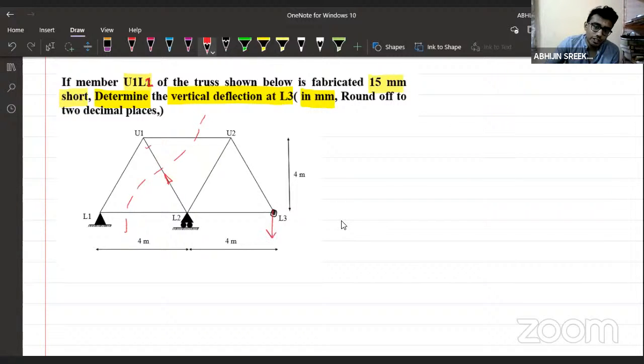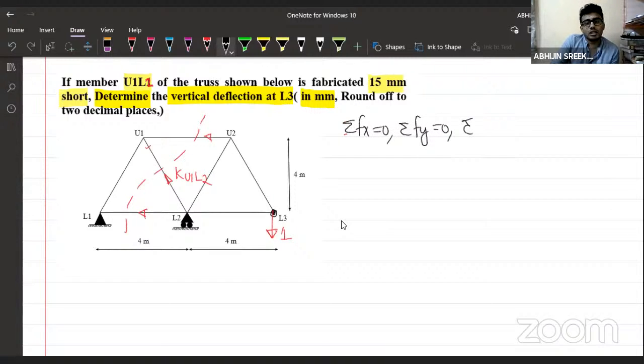I have applied a unit load here. This is the unit load. Suppose this is the force here, K U1 L2. For finding the force in this member, we know the forces in all these members will be released. I have three equilibrium equations. First one is sigma Fx equal to 0, sigma Fy equal to 0, and sigma M equal to 0, as it is a coplanar non-concurrent force system. Which equation will I be using to calculate the force in this member? So I think I have changed the question. This is not U1 L1, this is U1 L2.